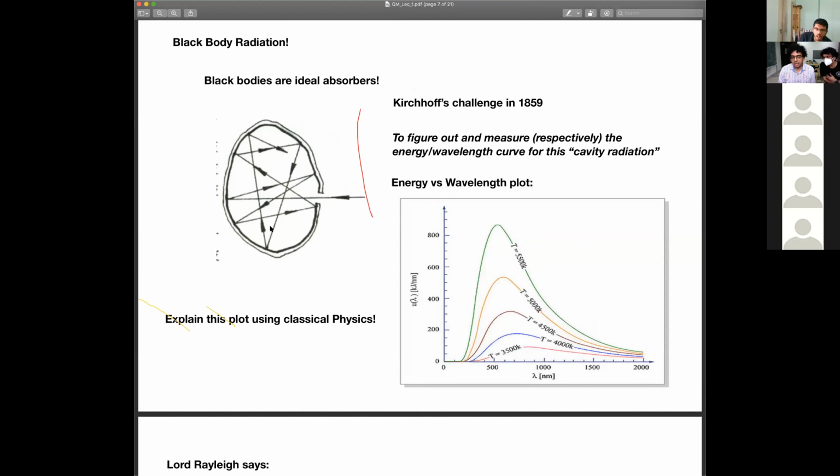So see, basically, if you send in a beam of light and it gets totally internally reflected and nothing comes out, it basically means that it is absorbed completely, right? So that is what I mean by perfect absorption in this case.